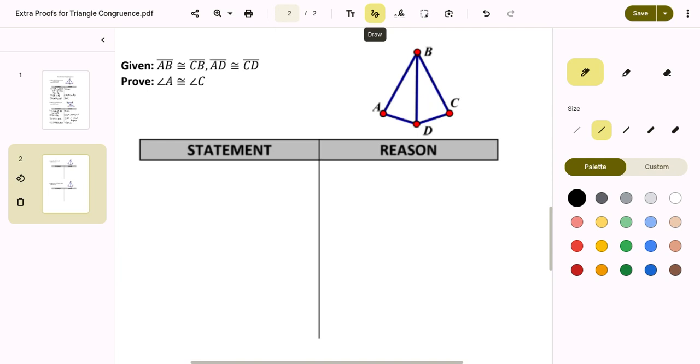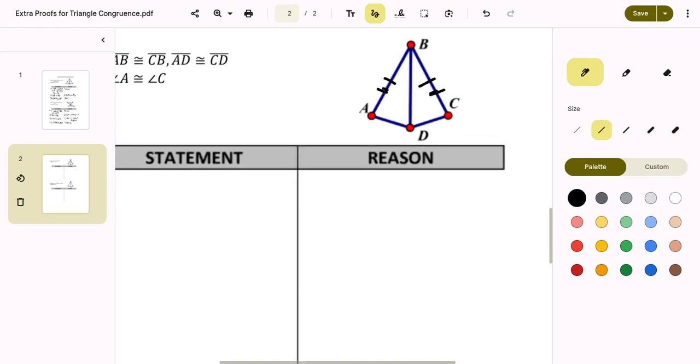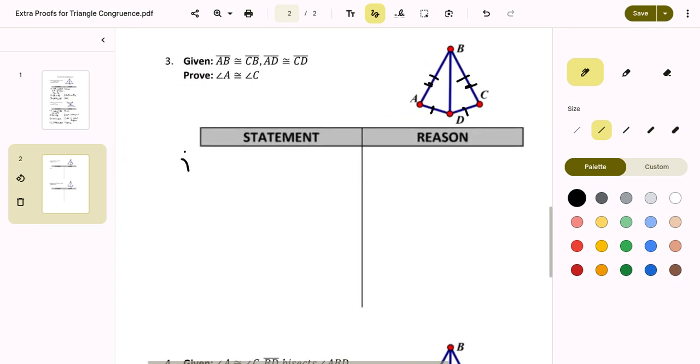Okay, so moving on to number 3. For this one, it tells us in our given that we have two sets of congruent sides. So we know that A to B is the same as C to B, and we also know that A to D is the same as C to D. So we have two sides there for our given. So we're going to start with that.